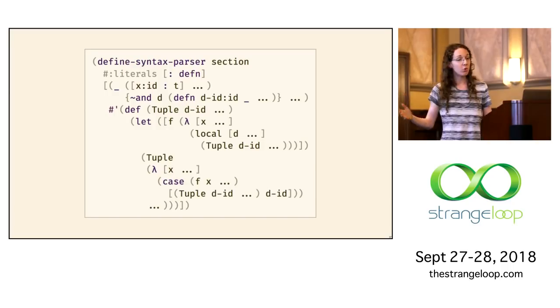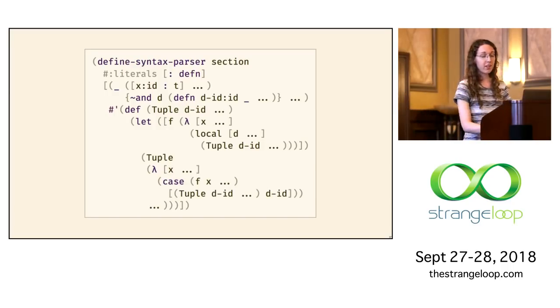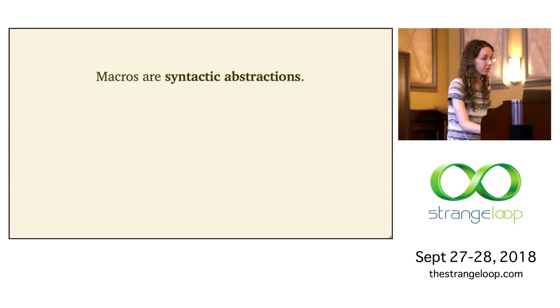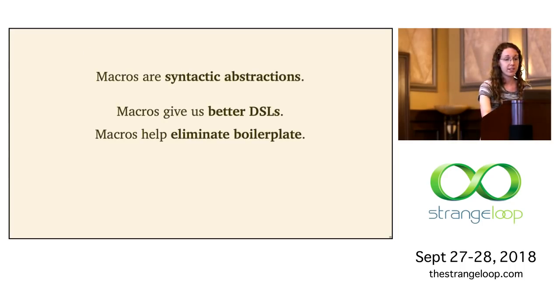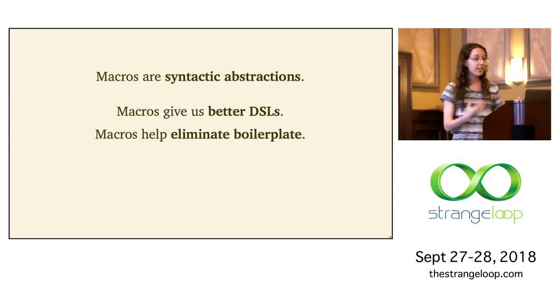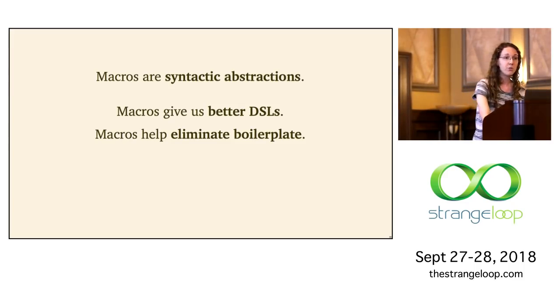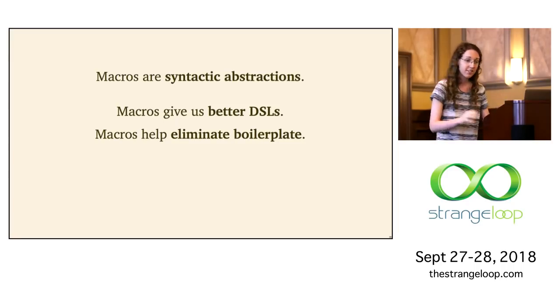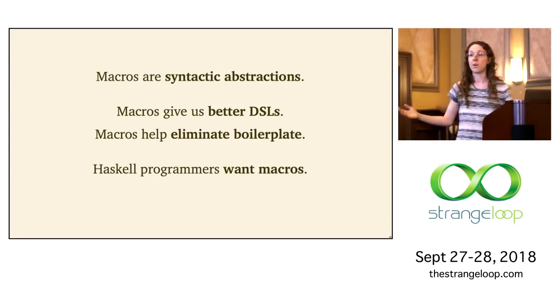So this is really cool because it means that macros allow us to do a bunch of different things that we can't do in Haskell natively. Haskellers are asking for them. Specifically, they allow us to abstract over syntax. They give us DSLs, like that def server thing. They let us eliminate boilerplate. They let us actually add features to the language without having to change the compiler, just as a library. And Haskell programmers want them.